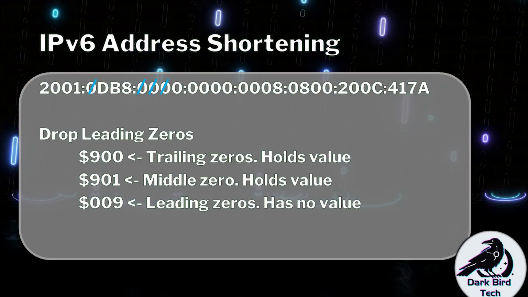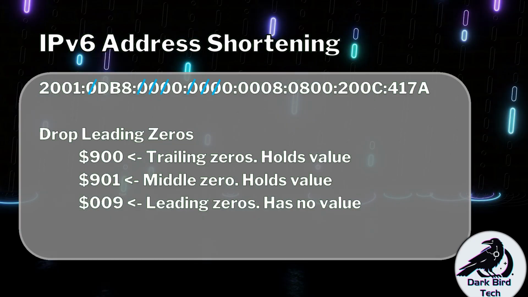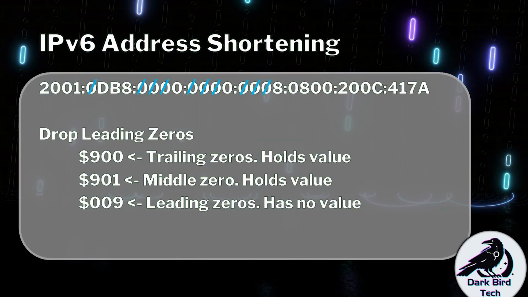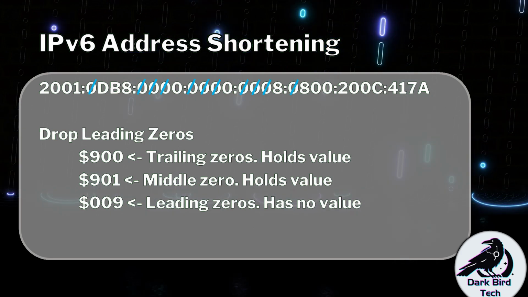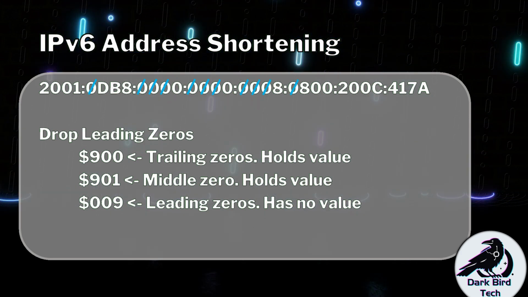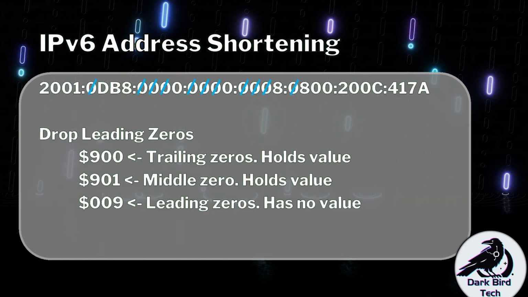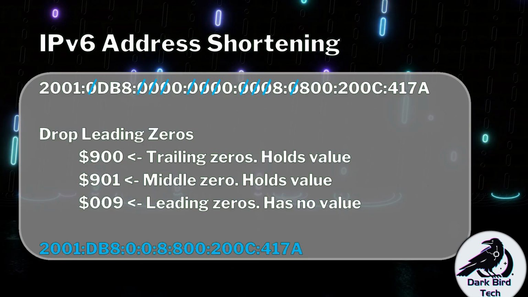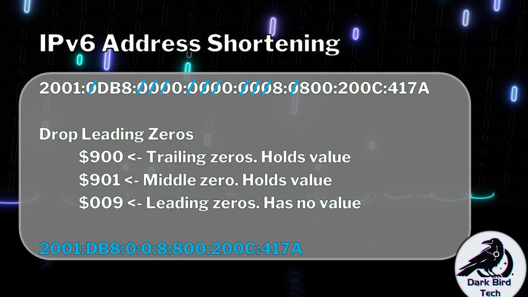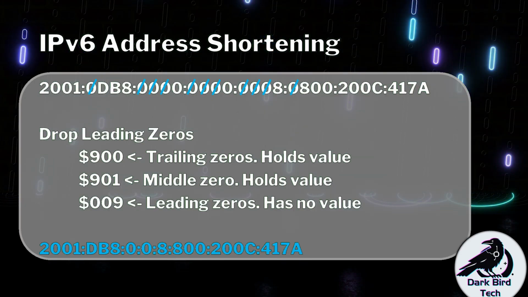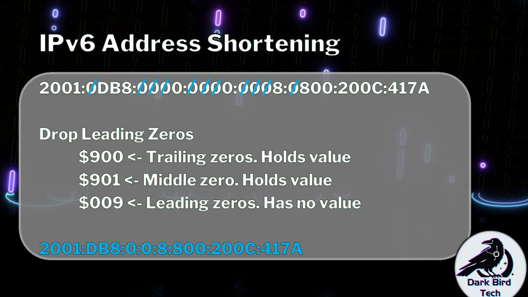0. Same for that next segment, also a bunch of zeros. For the next one, it's 3 zeros and then an 8. We can drop those. We can also drop that 0, but not the zeros that come after the 8 in that segment. And then, just like the 2001, I can't drop those middle zeros of 200C. And that will shorten the address to look like this. 2001:db8:0:0:8:800:200C:417A.